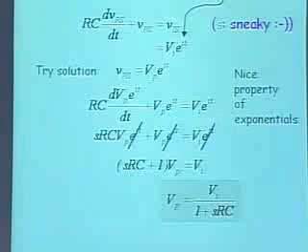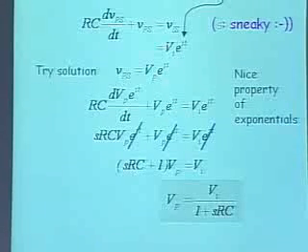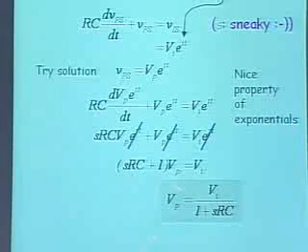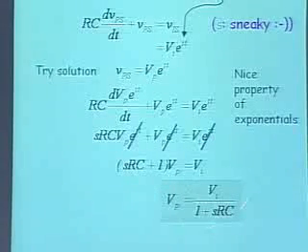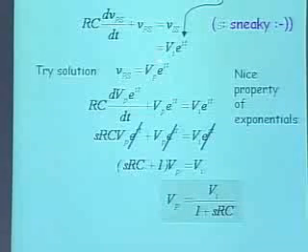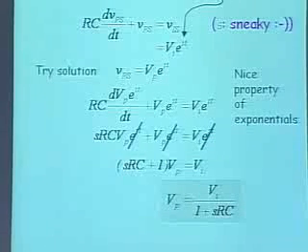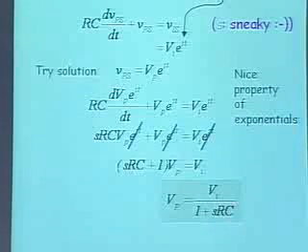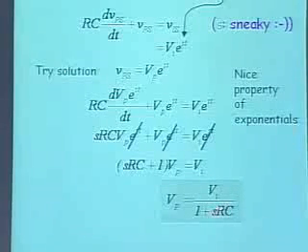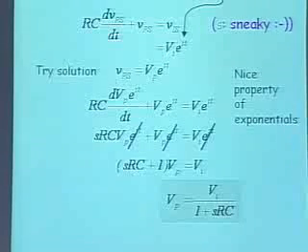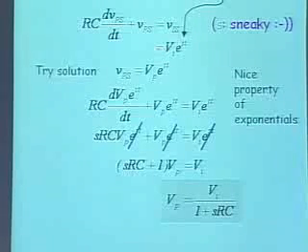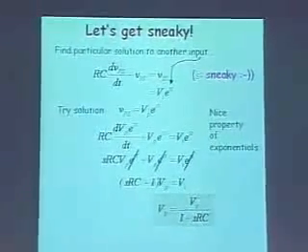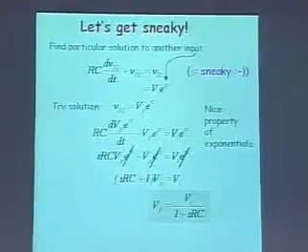So what happened here? So I assumed a solution of the form VP e to the st, substituted it back, and found that if VP were equal to VI over 1 plus SRC, then VP e to the st is a solution. So what I've done here is that VI divided by 1 plus SRC is a particular solution to this equation for the input VI e to the st. Okay, I put a box around it because this is important. This was easy.